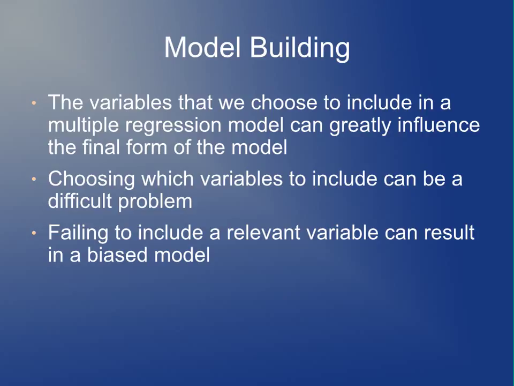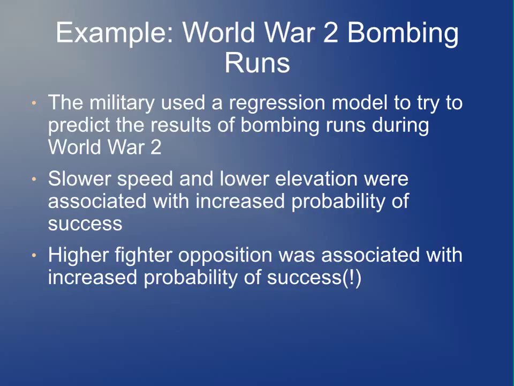The variables that you include in a multiple regression model can have a big effect on the final form of the model. So you have to choose which variables to include carefully. If you don't include the correct variables, you can get a biased model. An example of this I discussed a bit in a previous lecture, but just for review in a bit more detail. In World War II, the military used a regression model to predict the results of bombing runs during the war. And if the plane was flying slower at a lower elevation, that was associated with increased probability of success. Okay, fine, makes sense.